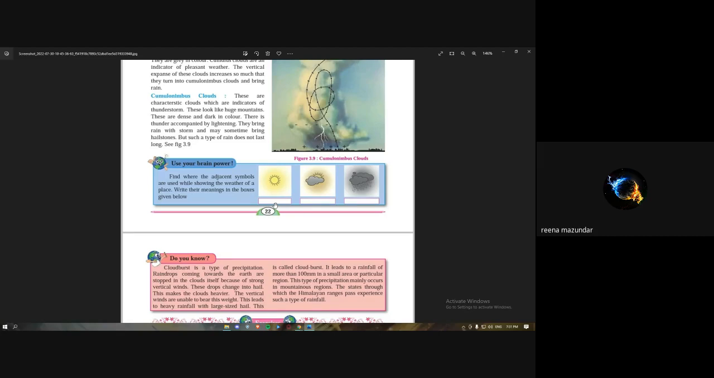It is not happening in Maharashtra or in this state, especially in the Himalaya where this kind of cloud burst happens. So in this way, we find this is also a type of rain which happens from the cloud burst. I think this topic is also clear. If you want, you can take the screenshot of this cloud burst.